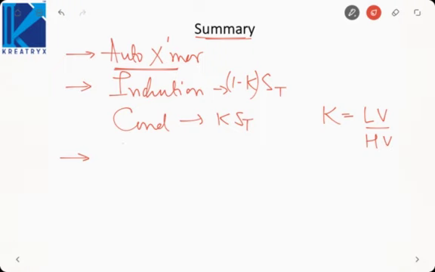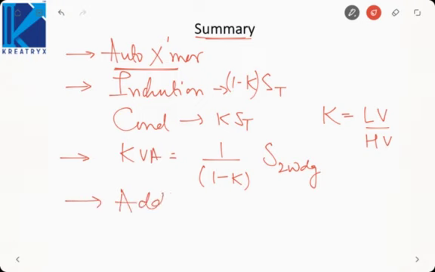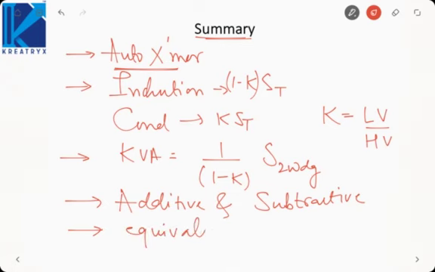Then we saw the KVA rating. KVA rating was 1 upon 1 minus K times the KVA rating of the two winding transformer, and based on this information we calculated the efficiency. We saw two types of polarity, additive and subtractive polarity, where secondary voltages are added or subtracted based on their polarity. And last we saw the equivalent circuit, that is how to refer the secondary impedance to the primary. So we multiplied it by a factor of N1 minus N2 by N2 square.